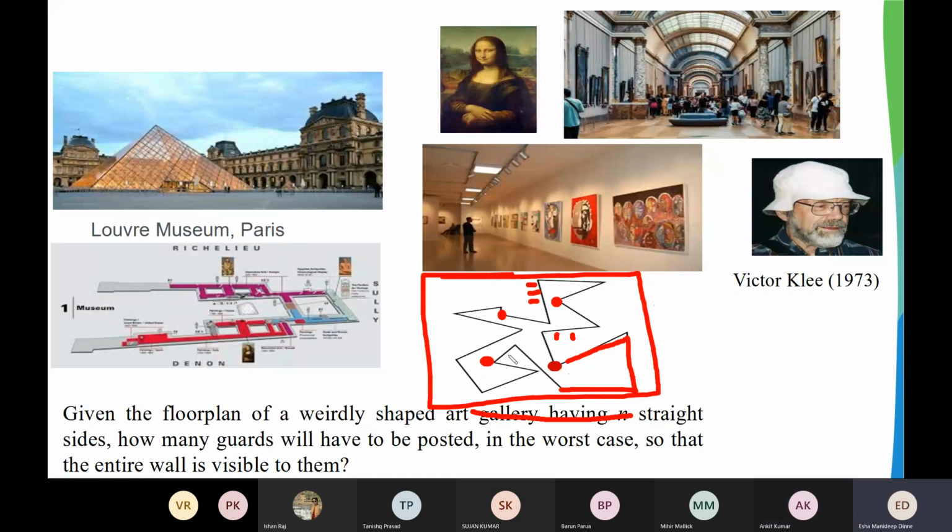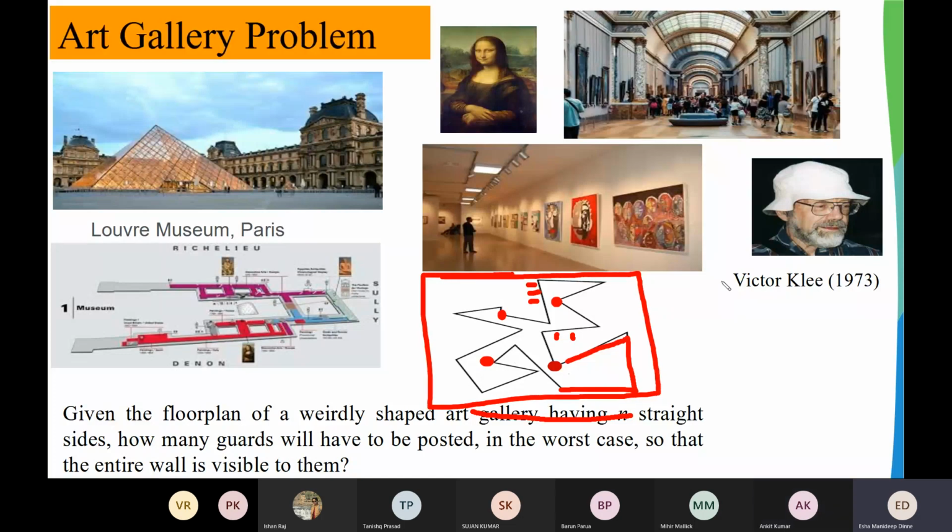Okay, so actually, this is a problem called the art gallery problem. It's actually quite famous. If you Google it, you'll get tons of articles on it, I guess. So this is the famous art gallery problem. Here is the problem statement.